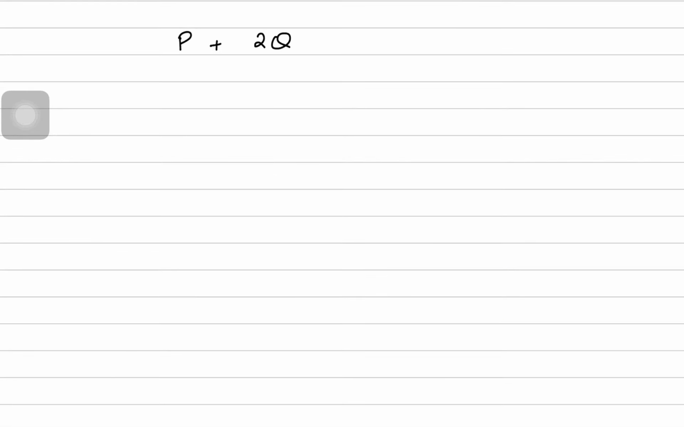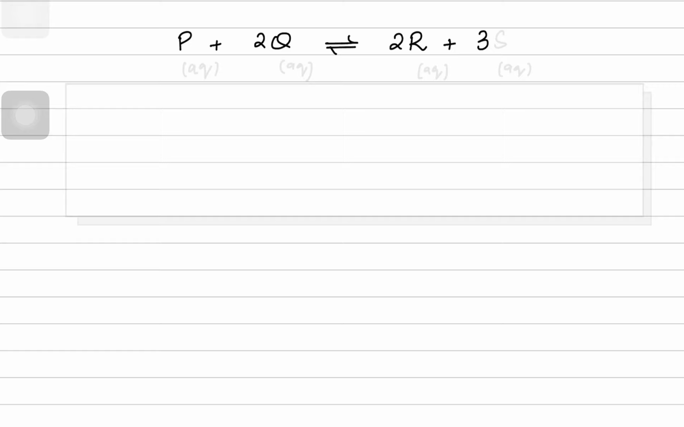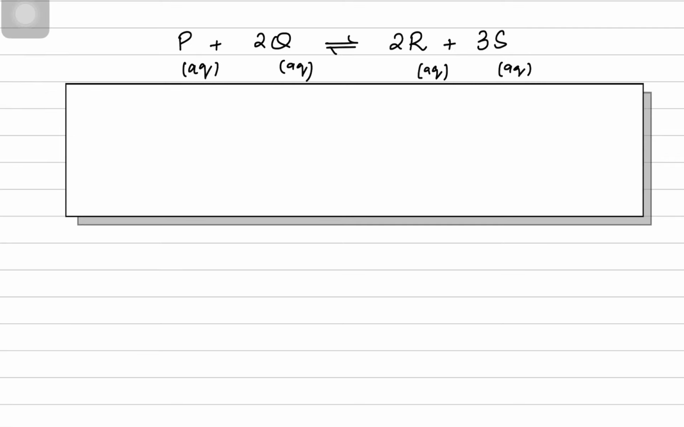Imagine this hypothetical equation where a mole of P reacts with 2 moles of Q to produce 2 moles of R and 3 moles of S. Initial, used up, and left over amounts. Hypothetically, let's imagine that I had 5 mole of each reactant and obviously there was no product because the product isn't produced yet.